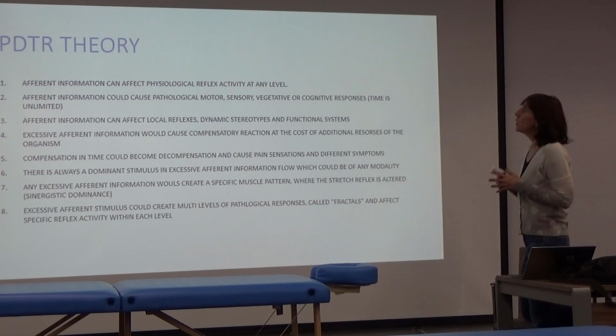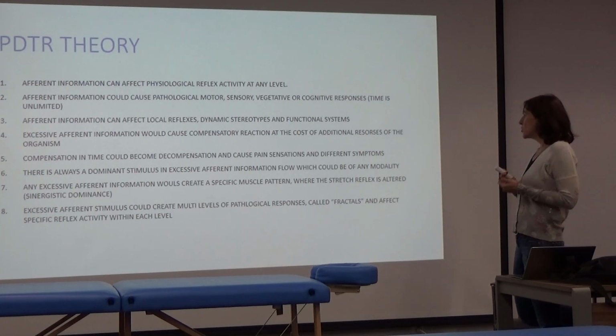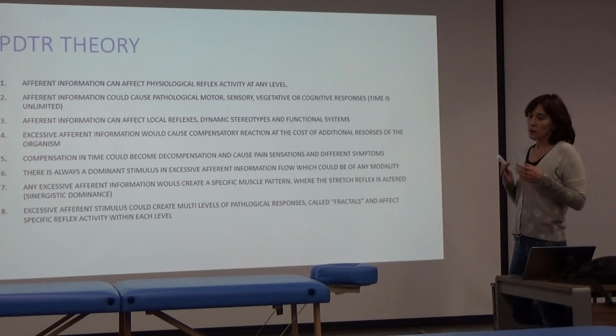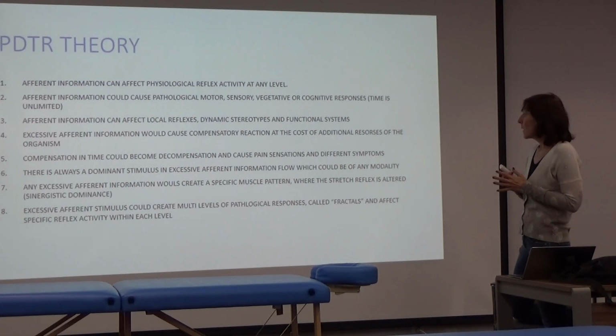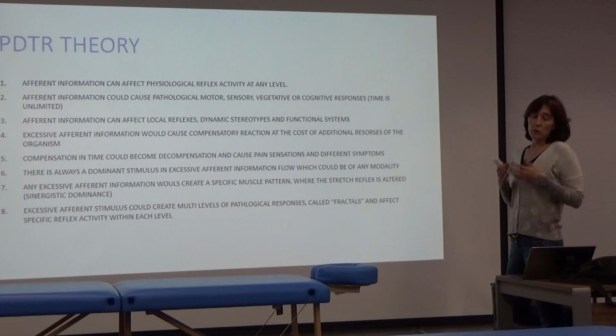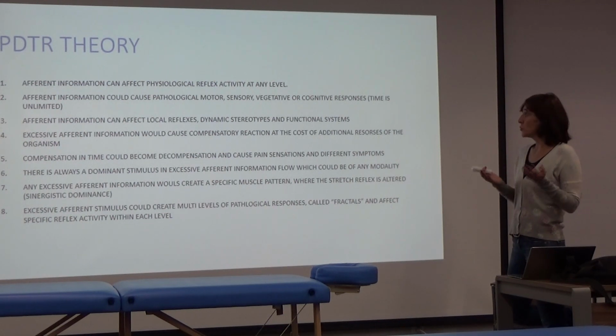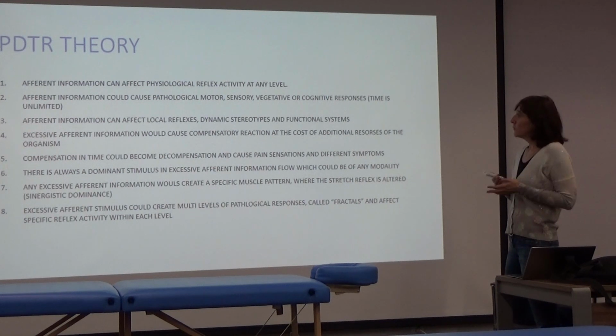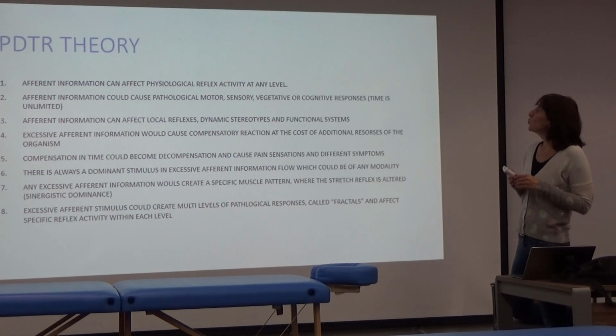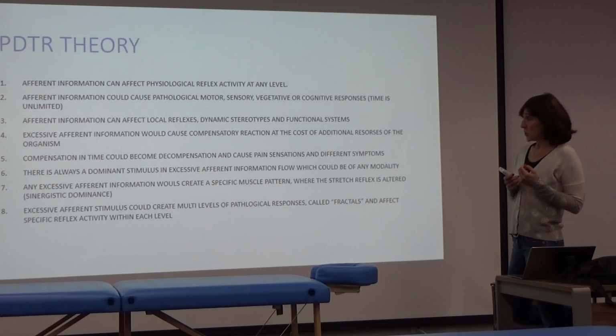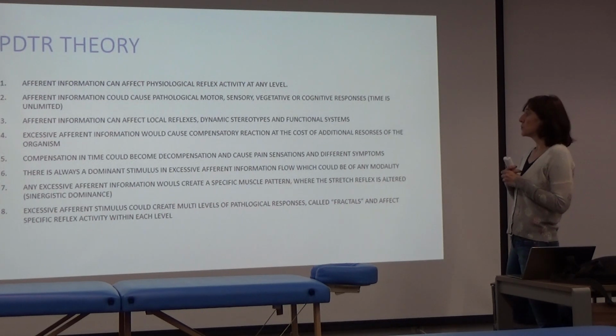Afferent information can affect local reflexes, it could affect dynamic stereotypes and functional systems. We didn't talk about functional systems, but basically it's a part of very complex behavior. Dynamic stereotypes are our learned locomotor patterns which we use every day, like running, walking, different kinds of exercises. Excessive afferent information would cause a compensatory reaction at the cost of additional resources of the organism. We talked about compensations, and that slowly they can become decompensations. And once they become decompensations, we're going to have pain sensations and different negative symptoms.